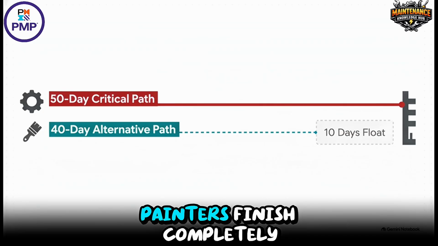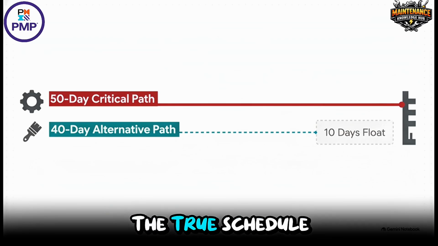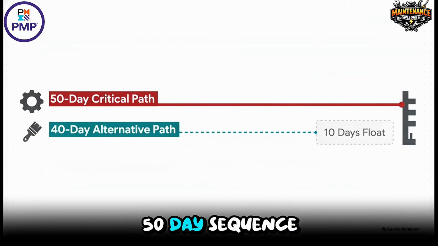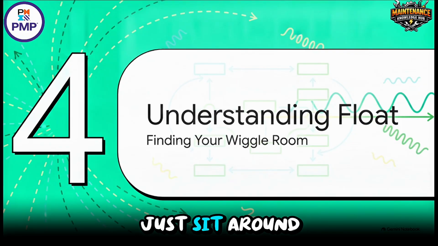Well, even if the painters finish completely on time in 40 days, the project as a whole just isn't done. The machinery team still has 10 days left of work. The 50-day path is the longest, so it dictates the true schedule. That makes the 50-day sequence the critical path and renders that 40-day path non-critical. So what exactly happens to the tasks on that shorter 40-day path? Do those guys just sit around?